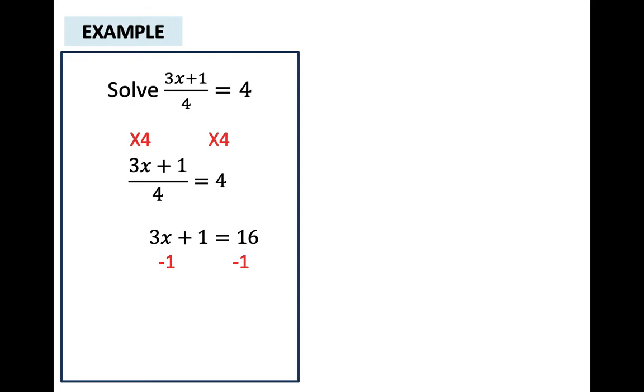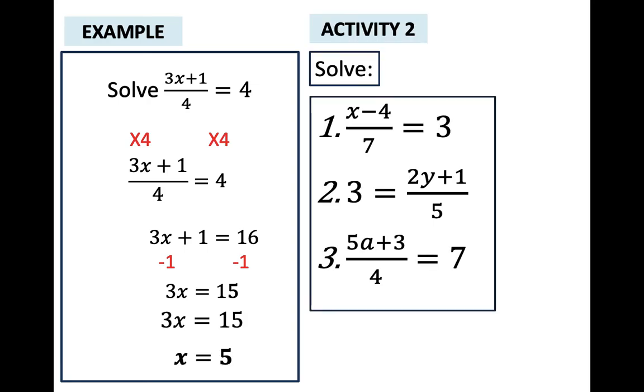The next move is to eliminate anything which is added or subtracted to the 3x plus 1. So 1 is added to the 3x. So let's minus 1 from both sides. We're going to get 3x equals 15. And then the final step is to divide both sides by 3. So x is equal to 5.